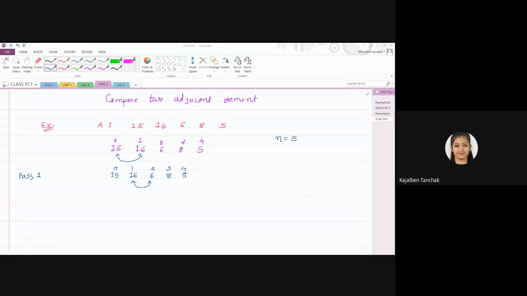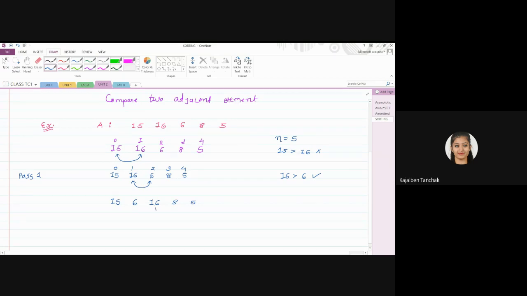Okay, so here we have compared whether 15 is greater than 16. This condition is false. So now we will compare 16 with 6. Is 16 greater than 6? Yes, this condition is true. So in this next iteration, you will swap these two elements. So I swap them here: 15, 6, 16, 8 and 5.